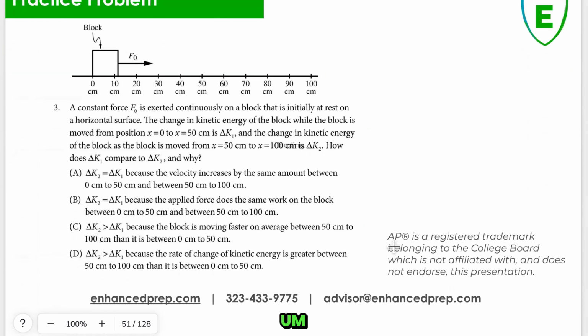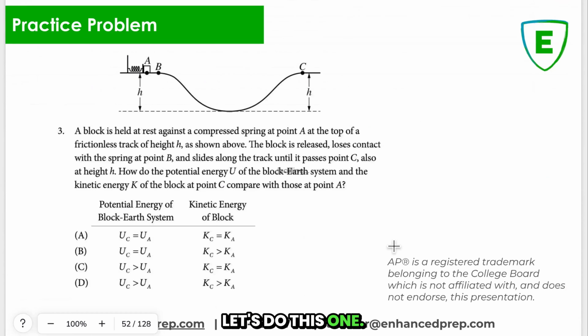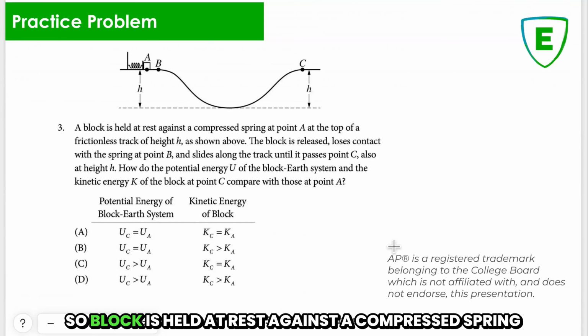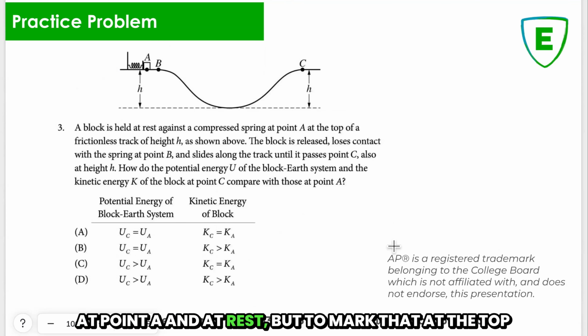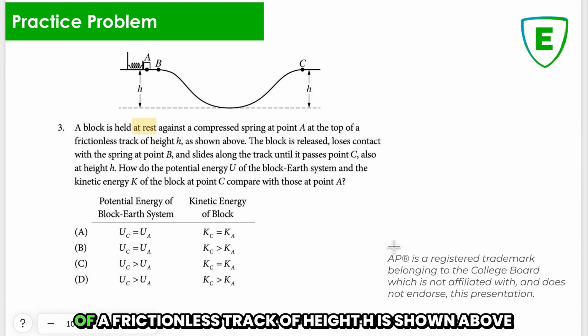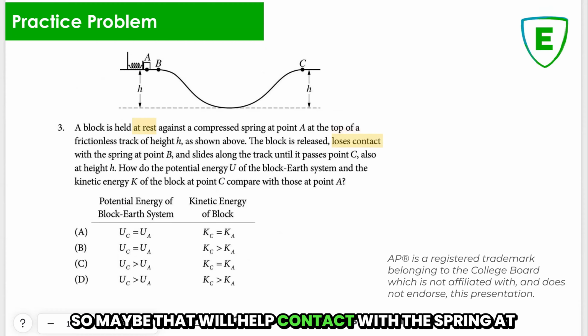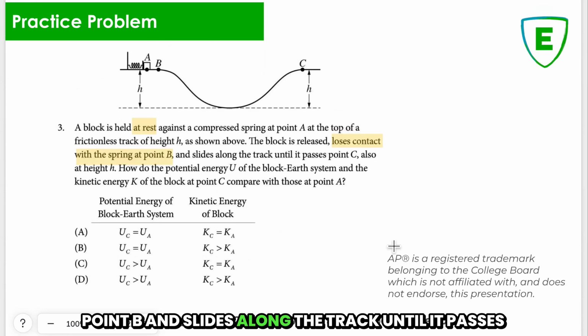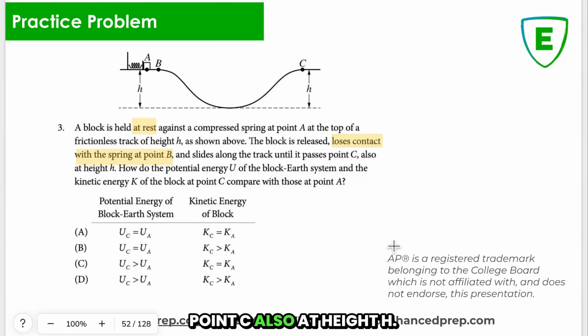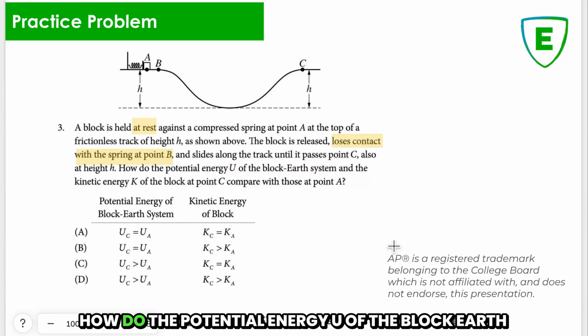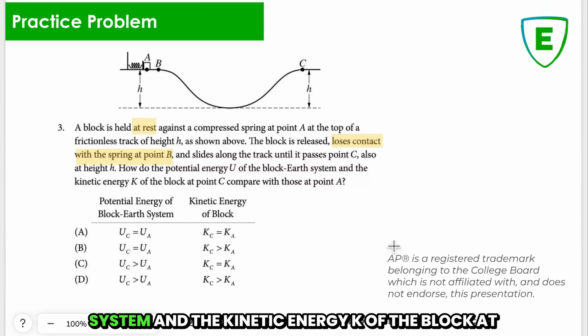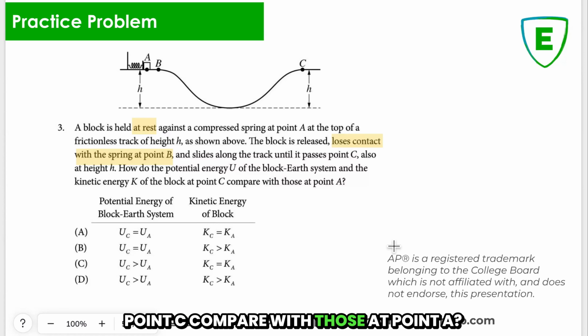All right, maybe just one. Let's do this one. This will highlight a strategy. A block is held at rest against a compressed spring at point A, and at rest. Good to mark that. At the top of a frictionless track of height h is shown above. The block is released, loses contact with the spring at point B, and slides along the track until it passes point C, also at height h. How do the potential energy U of the block-Earth system and the kinetic energy K of the block at point C compare with those at point A?